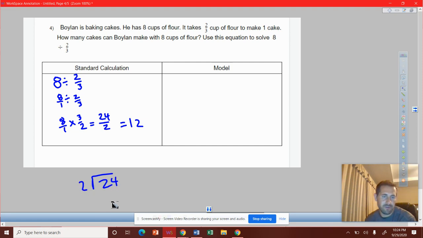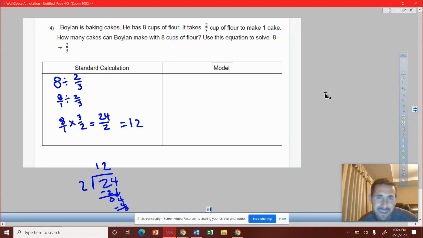If you don't believe me, set up your long division. 24 and 2. How many 2's go into 2? 1. So we subtract the 2. We get 0. We bring down the 4. How many 2's go into 4? 2. And 2 times 2 is 4. We have nothing left over. So you can see the answer is 12.